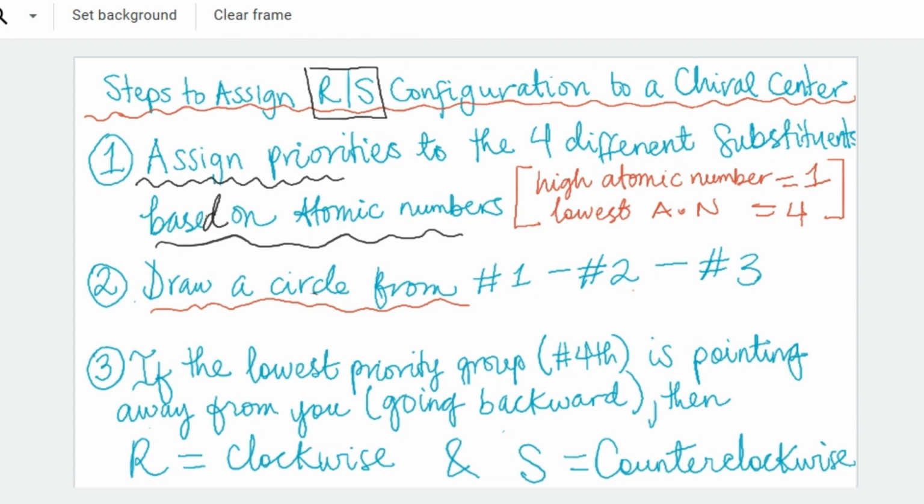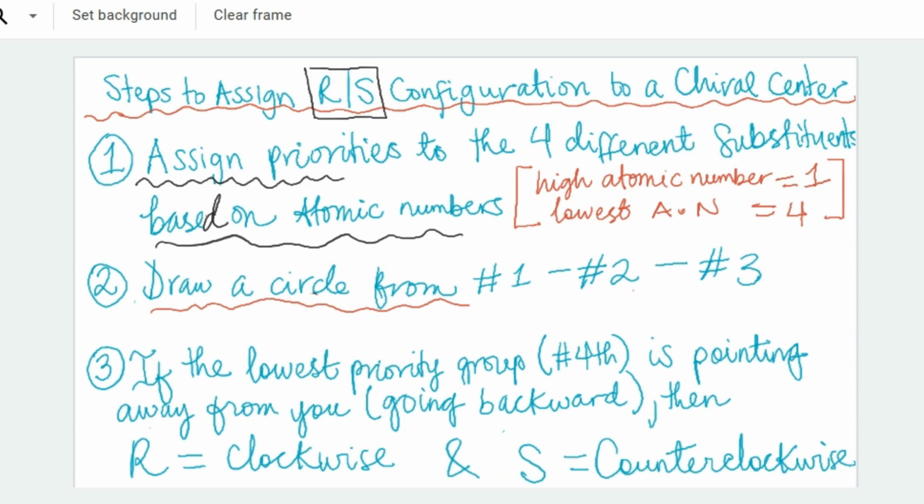Now we move to the next part, which is to learn the steps to assign R and S configuration to a chiral center. The first thing you have to know is that we do not assign R/S configuration to the molecule. We only assign it to the center. So, for example, in a situation where there's more than one chiral center, you're going to have two different configurations, right? That's just basically how it works. Now, let's go towards the steps.